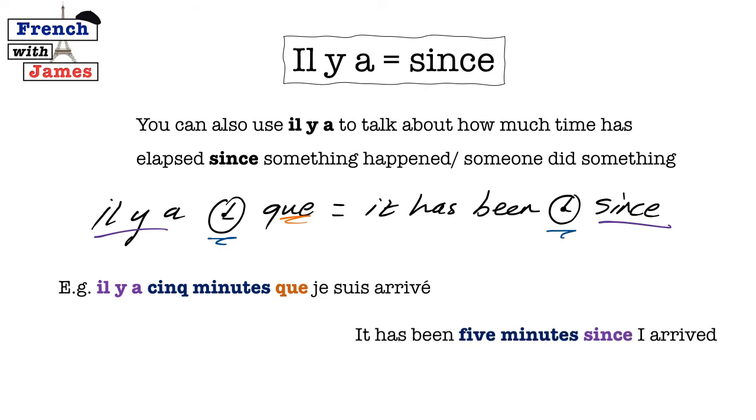So though we've added in that que, QUE, it doesn't really translate into anything in English, but this whole kind of structure together changes the meaning of il y a from ago to since. So it has been 5 minutes since, and then the action.